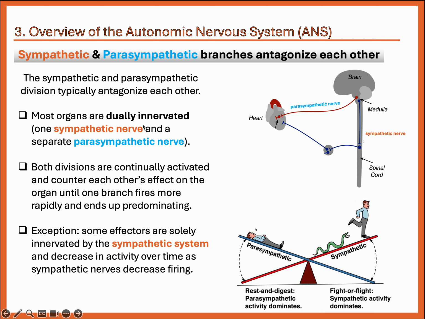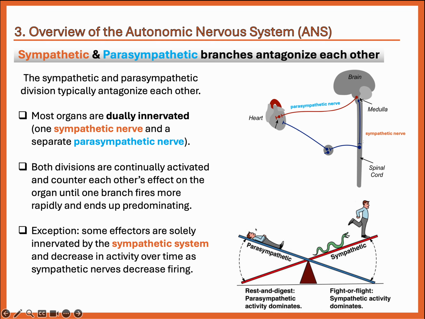Most organs are actually what we call dually innervated. There's actually one sympathetic nerve that goes to it. Actually, there's more than one, and a separate pair of parasympathetic nerves. So I'll give you an example here. Do you see the heart? The brain, it sends this parasympathetic nerve to the heart to say, slow down, right? Rest your heart. So when you're sitting on a rock and you're meditating, your heart rate goes down. This parasympathetic is really firing fast and saying, slow down.